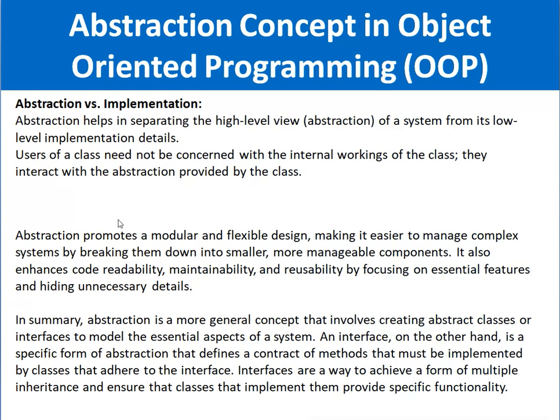In summary, if we talk in more detail about the difference between abstraction and interface, basically friend, abstraction is a high level thing, and it involves creating abstract classes or interfaces to model the essential aspects of a system. An interface, on the other hand, is a specific form of abstraction that defines a contract of methods that must be implemented by classes that adhere to the interface. Interfaces are a way to achieve a form of multiple inheritance, ensuring that classes that implement them provide specific functionality.